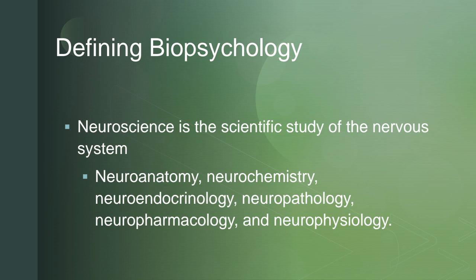Neuropathology. So that's going to look at abnormal pathologies in the brain. We've got neuropharmacology. This refers to the effect that different drugs have on the functioning of the brain. And then we also have neurophysiology, which looks at the brain from a neurophysiological perspective, meaning looking at things like electrical signaling in the brain and things like that.